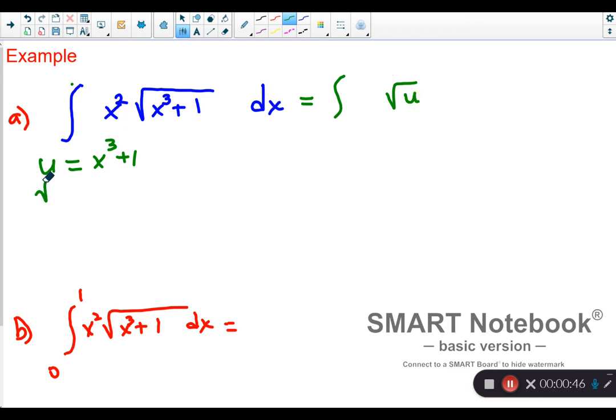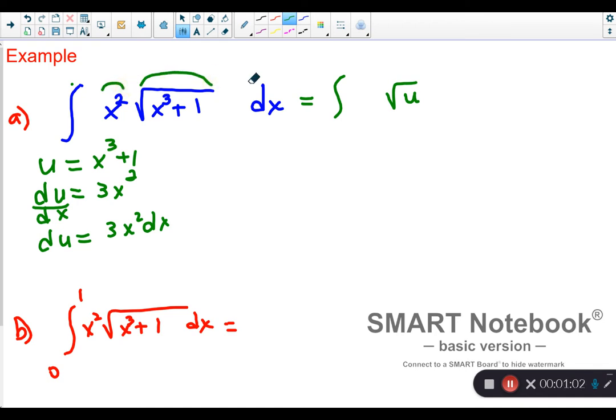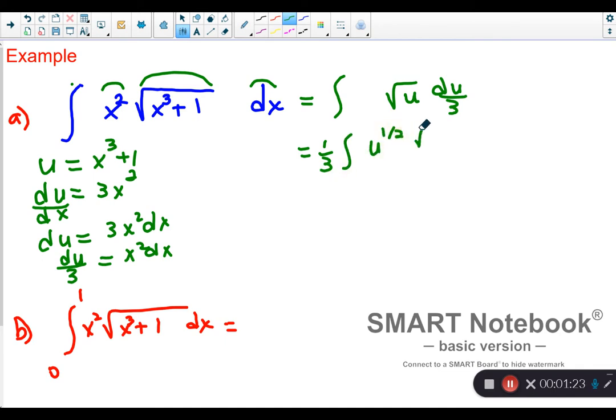So let's manipulate the U a little bit by differentiating it with respect to x and multiply both sides by dx. So du equals 3x squared dx. And so if this is replaced with square root of U, I need to know what to do with x squared dx, right? So I come over here, solve for x squared dx. X squared dx equals du over 3. Okay, so I will replace x squared dx with du over 3, and constants are easy to deal with because they can be just factored outside. And let me write this as u to the 1/2 du.